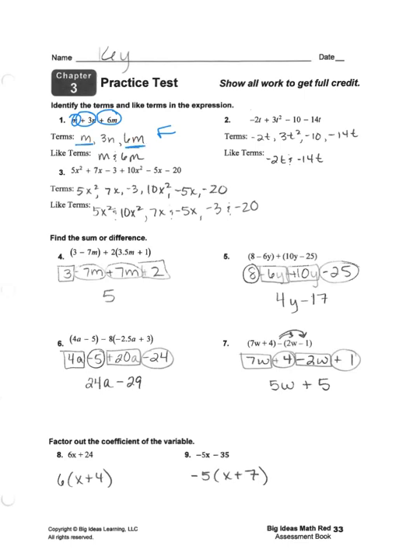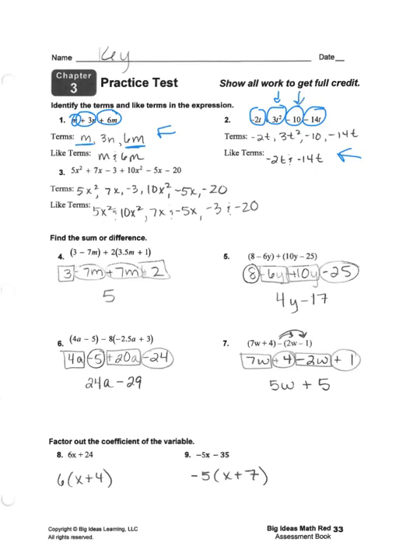In number 2, you have a negative 2t, positive 3t squared, negative 10, negative 14t. So we're going to write all those terms. But our only set of like terms that we have are negative 2t and a negative 14t. Negative 3t squared does not have a like term with it, nor does the negative 10.